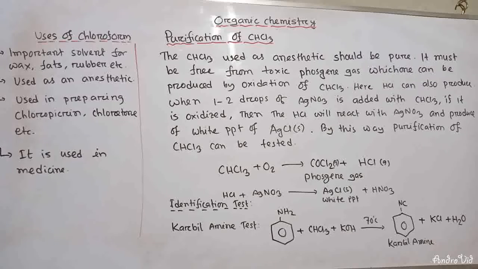Okay, it can be used industrially as an important solvent of wax, fats, rubber, etc. At the same time, it can be used as an anesthetic. I have already told it a number of times. It can also be used in preparing chloropicrin and chloreton. Chloropicrin and chloreton have a lot of industrial importance, so this can also produce them.